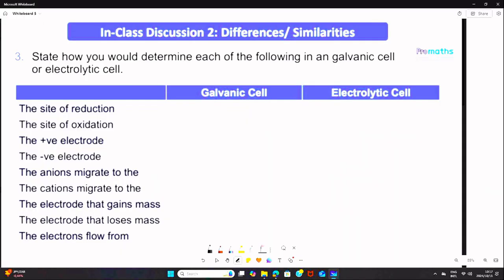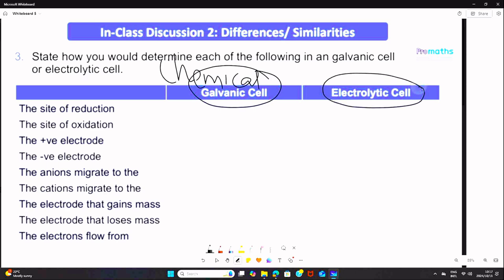Firstly, you have been taught already in your classes. Your teacher has taught you what a galvanic cell is and what an electrolytic cell is. We know that these are cells and there are energy conversions in them. So firstly, we know about the energy conversions. In a galvanic cell, chemical energy is converted into electrical energy. And in an electrolytic cell, electrical energy is converted into chemical energy.